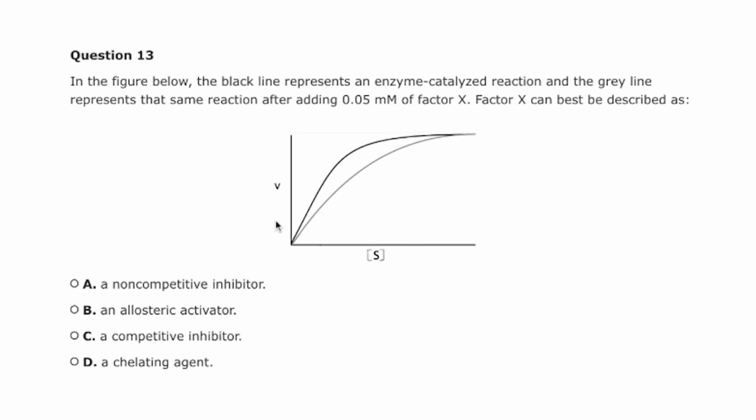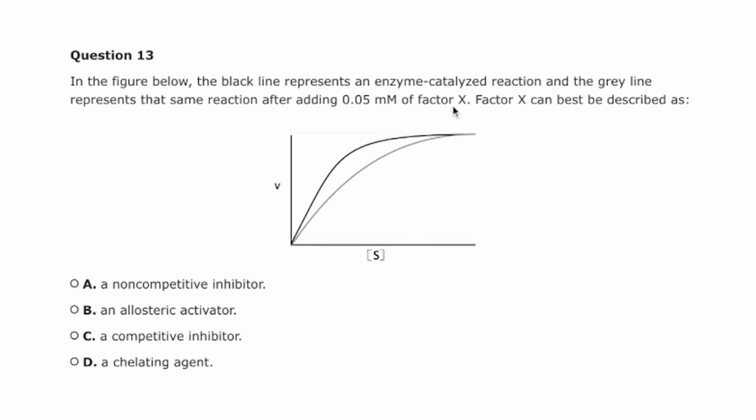All right. Question 13. In the figure below, the black line represents an enzyme catalyzed reaction, and the gray line represents that same reaction after adding 0.05 millimolars of factor X. Factor X can best be described as A, a non-competitive inhibitor, B, an allosteric activator, C, a competitive inhibitor, or D, a chelating agent.